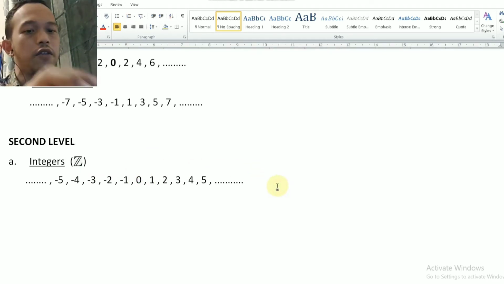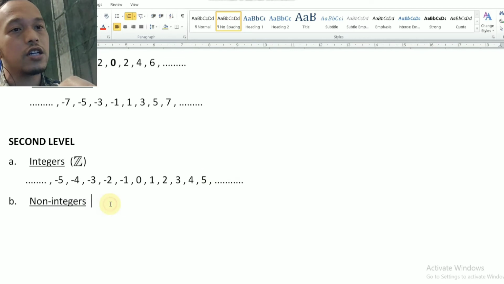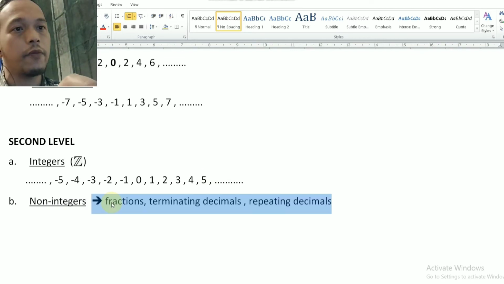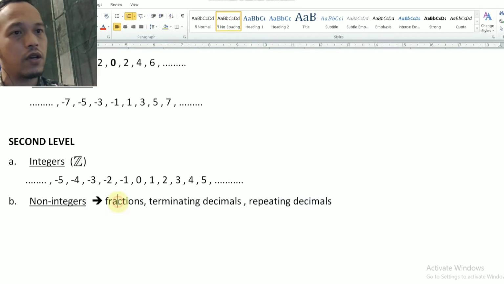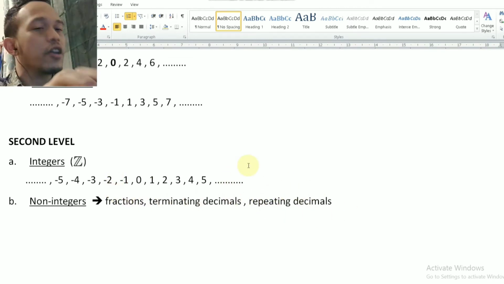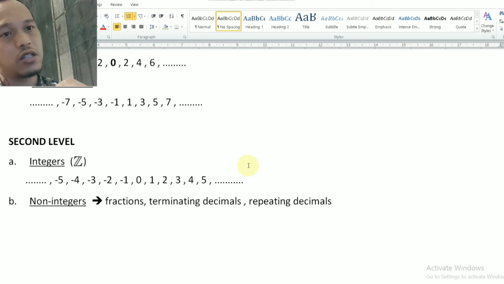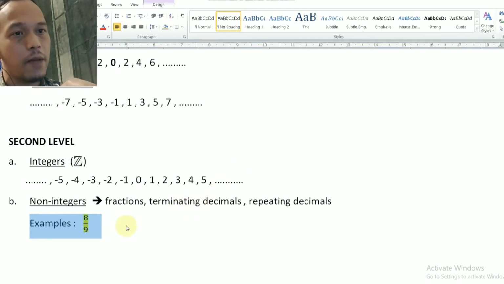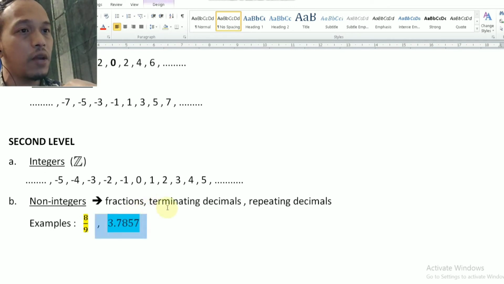Okay, that's the definition. And non-integers are the decimals. But not all decimals. Be careful. It must be fractions or terminating decimals or repeating decimals. So there are decimals that are not non-integers. Please keep that in mind. Examples for fractions: 8 over 9. You can have other examples of fractions. Terminating decimals, just like this.